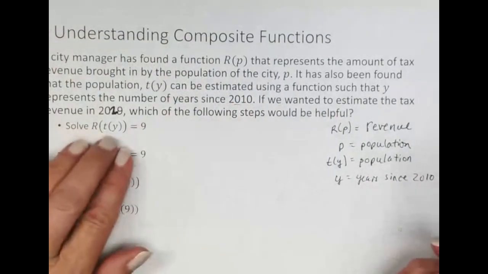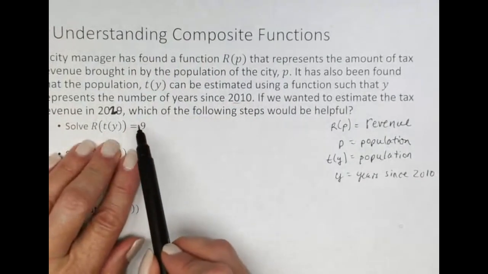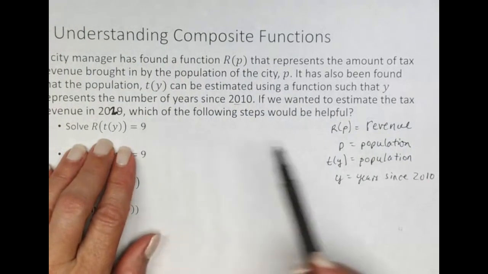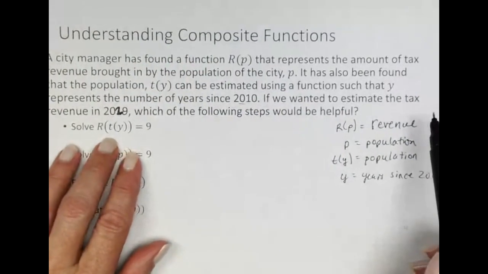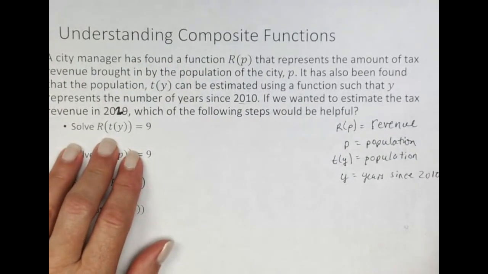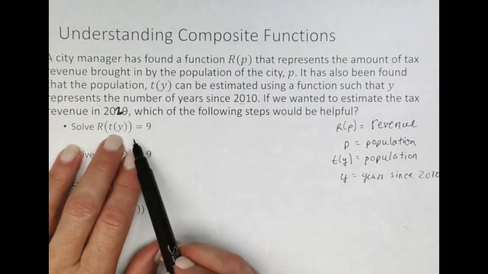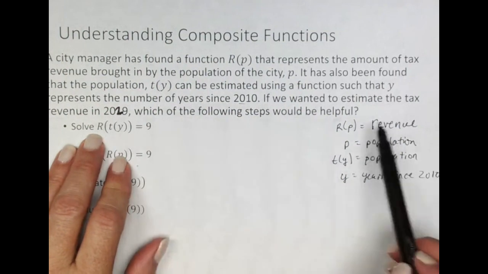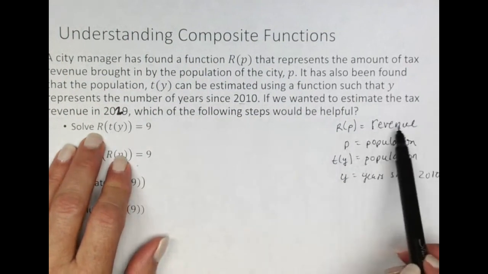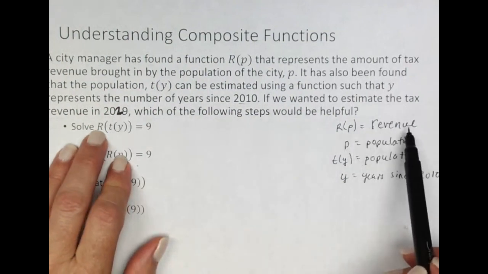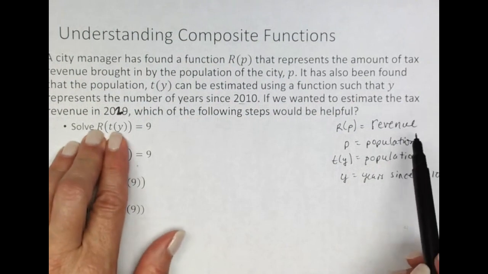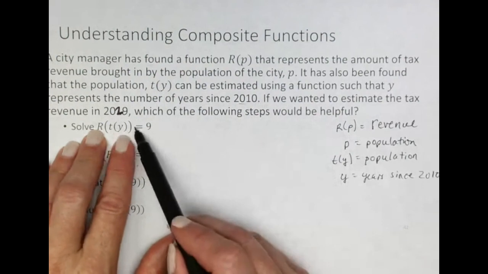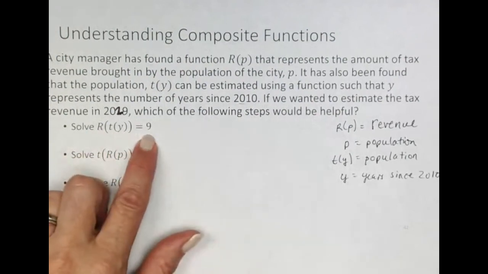I would say process of elimination. Let's think about it. Would this first equation give us what we're looking for? What are we looking for? We want to estimate tax revenue in 2029. So this is going to be R of something. R tells me revenue. And as its input, we want to put T of Y, population. Oh, that's revenue as a function of population. That sounds really good. But is it going to be equal to 9?